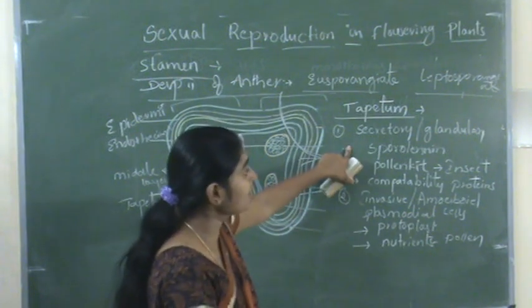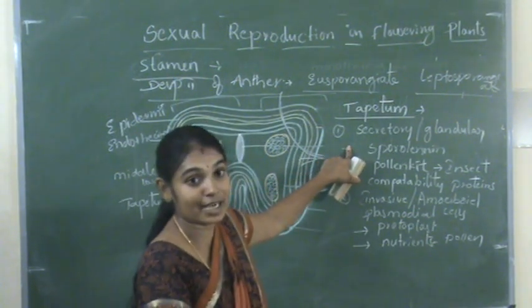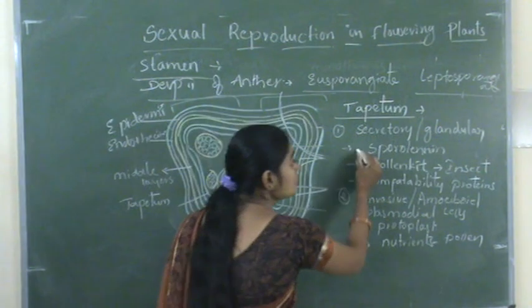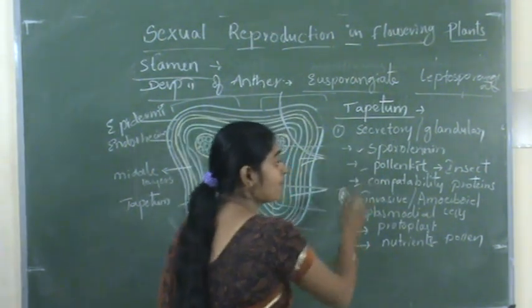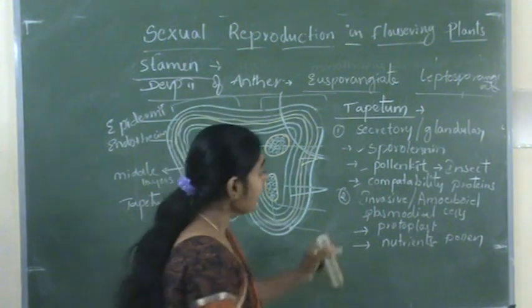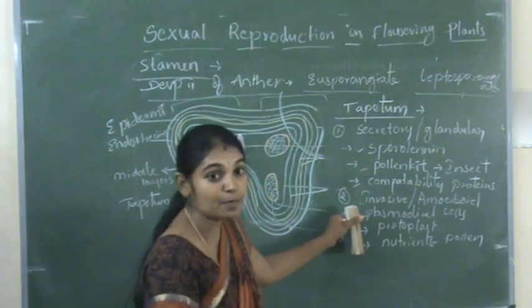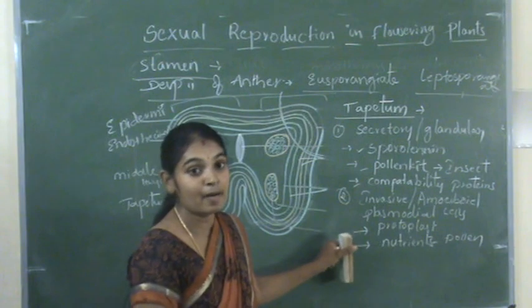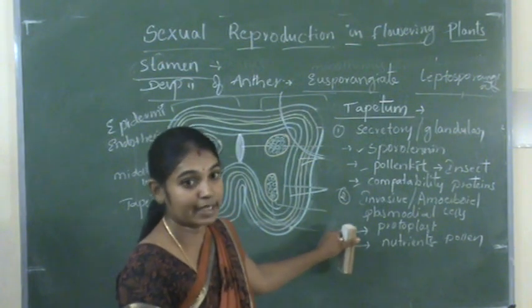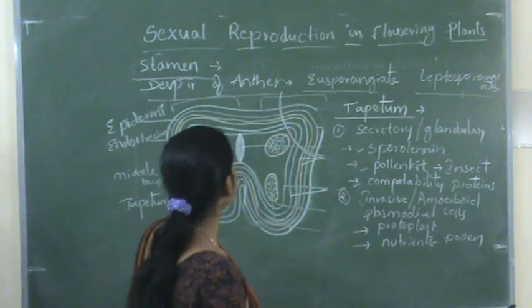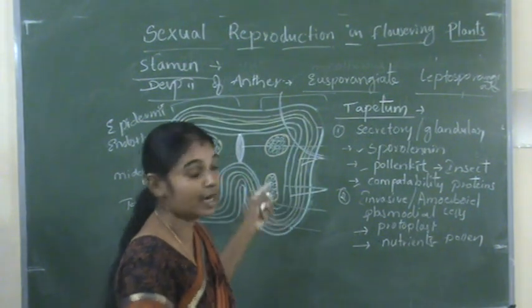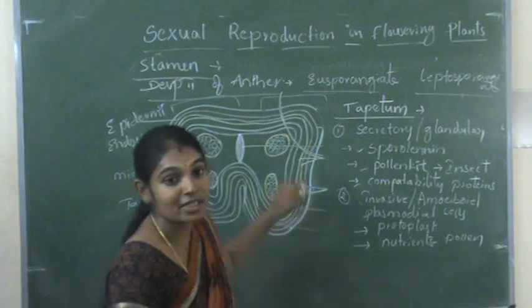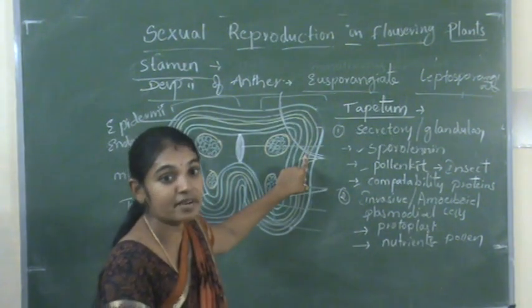Secretory or glandular cells help in the secretion of sporopollenin, pollen kit and compatibility proteins. And invasive cells help in nourishing the developing pollen grains. So these are the different types of layers present in the anther wall. And in the next session we will study how the pollen grains are formed.